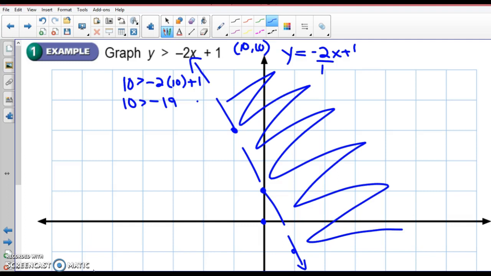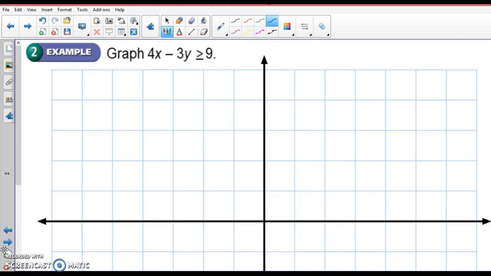Okay, here we go. Now, what form is that in? Standard? Yes, it's standard, because 4, 3, and 9 do not have any common factors. This is positive. Quickly.